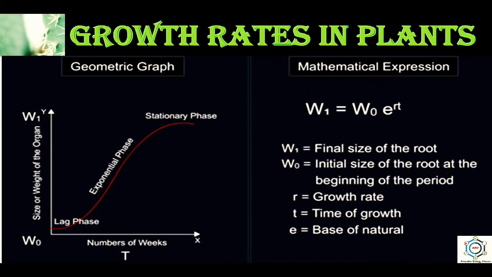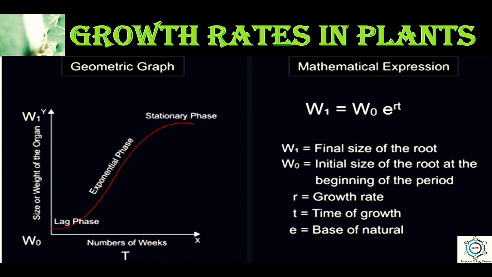So, the total period of time during which all the phases occur is called the grand period of growth, and such type of growth that occurs in many higher plants and plant organs and is measured in size or weight is called geometric growth. The exponential growth may be expressed as, here you can see, W1 = W0 e^rt, where W1 equals final size of the root, W0 is equal to initial size of the root at the beginning of the period, r equals growth rate, t equals time of growth, and e equals base of natural logarithms.